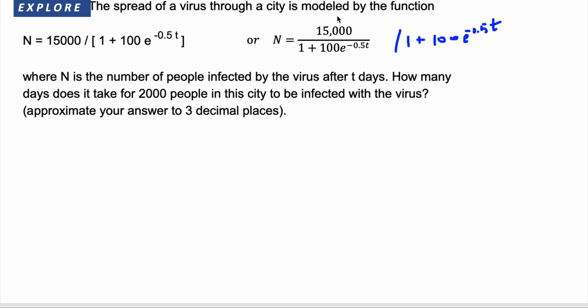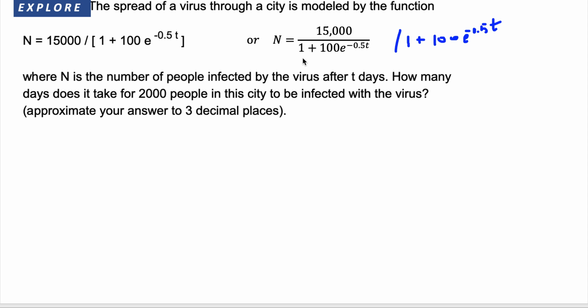The spread of a virus through a city is modeled by the function N equals 15,000 divided by 1 plus 100 times e to the exponent minus 0.5t, where N is the number of people infected by the virus after t days. How many days does it take for about 2,000 people in this city to be infected with the virus? Approximate your answer to 3 decimal places. So this form we can write in this form here.